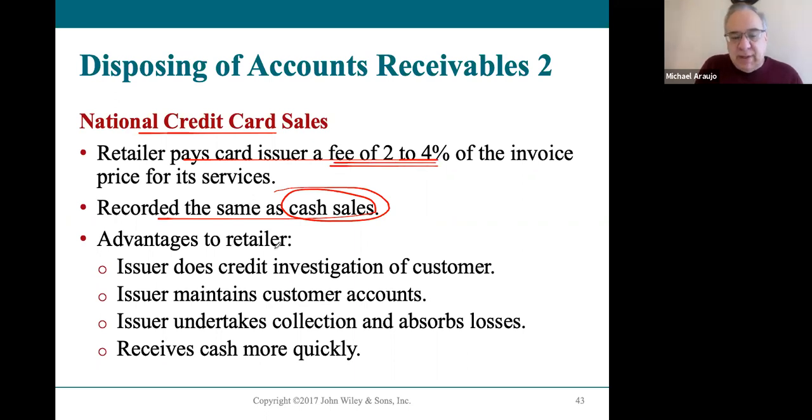This is huge for retailers because they'd rather pay a little bit of fee than go ahead and do a whole credit investigation of every customer that walks in and wants to buy something. Right. The issuer of the credit card is the one that maintains all the paperwork and the accounts. It's the issuer that goes over all the collection and other types of stuff. The merchandiser doesn't have to deal with that, which means they get cash a lot more quickly with less hassle. So this is the proliferation of Visa, MasterCard everywhere. Almost everybody takes it.